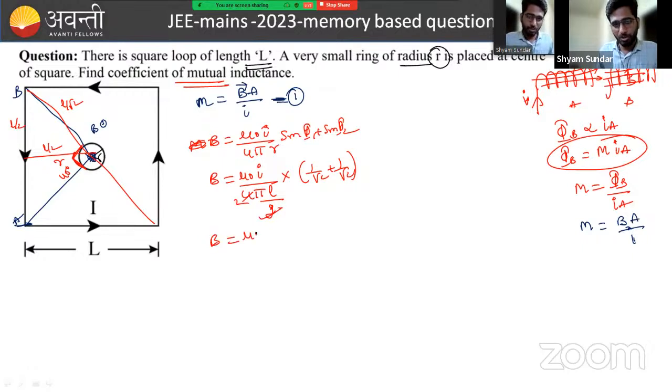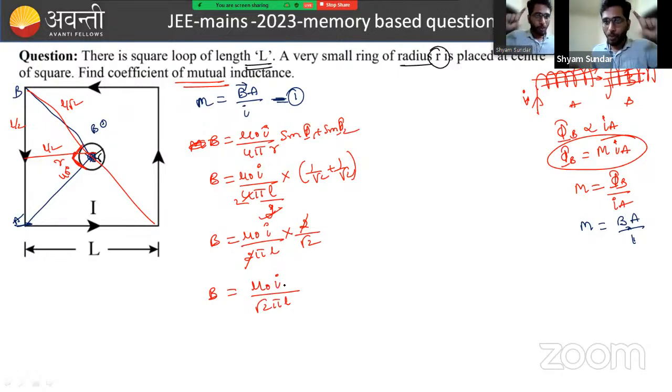B is equal to mu naught I divided by 2 pi L into, we can write this as 2 by root 2, 2 times the 1 by root 2. That's why this 2 will get cancelled. Hence, B value will come out to be mu naught I divided by root 2 times pi L. This is for one segment of the wire. But here there are 4 segments of wire, right? Then we have to multiply this with 4.